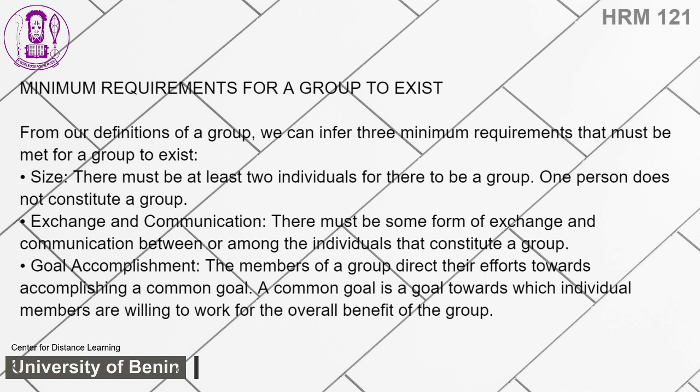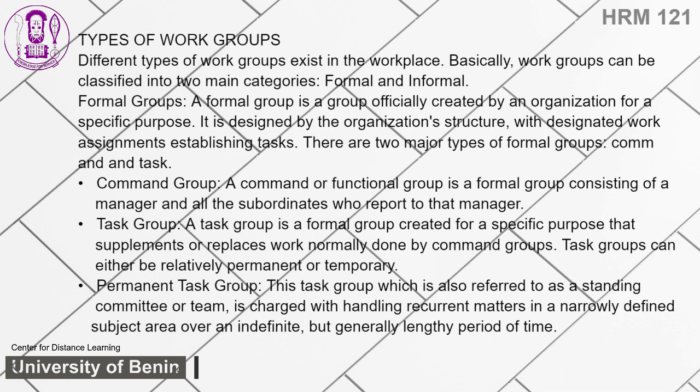group. Types of workgroups. Different types of workgroups exist in the workplace. Basically, workgroups can be classified into two main categories: formal and informal. Formal groups: a formal group is a group officially created by an organization for a specific purpose. It is designed by the organization's structure, with designated work assignments establishing tasks. There are two major types of formal groups: command and task.